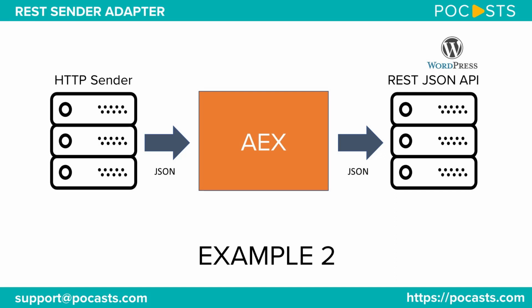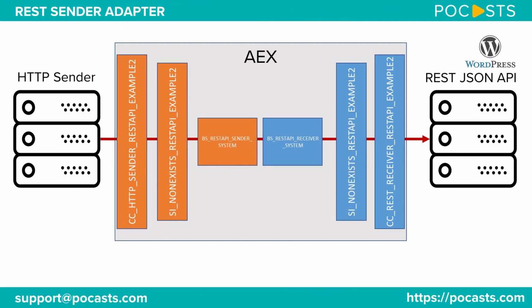But as of now, imagine the scenario that you're using an HTTP sender to a REST JSON API, then calling via the receiver adapter, the REST receiver adapter. That's basically what I'm calling example 2. So that's a short code. Whatever objects I create, I use example 2. So this diagram basically talks about all the interface names and the business system names that we'll use for the interface development.